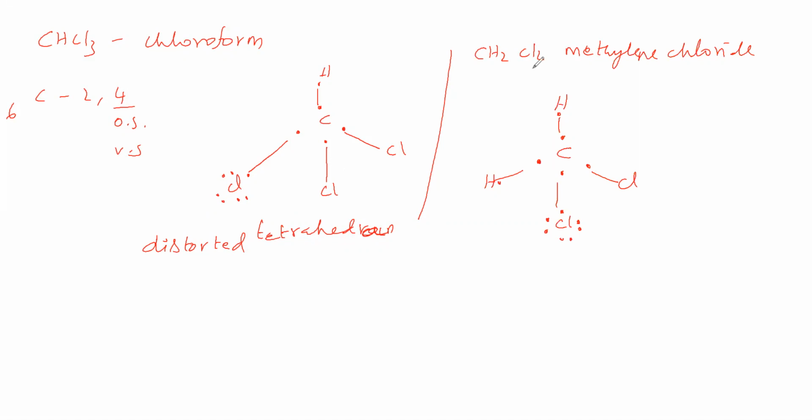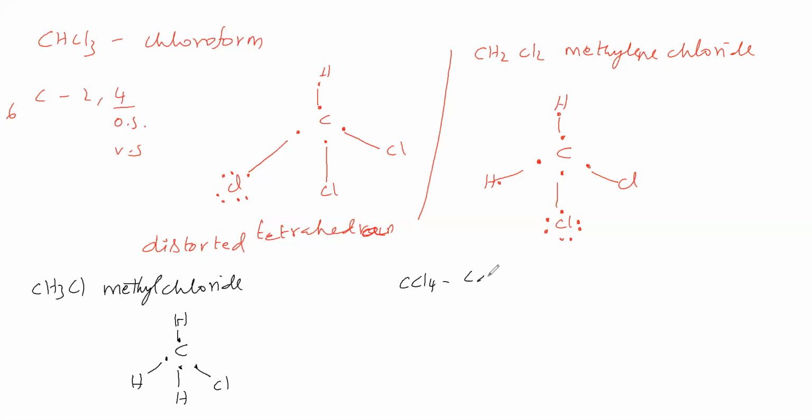Next we will take CH3Cl. CH3Cl is called methyl chloride. In this methyl chloride, the central atom is carbon. It is having 4 electrons in its valence shell, and 3 hydrogen atoms are there, and 1 chlorine atom is there. They are making bonds. Here 1 bond, here second bond, third bond, fourth bond. It is called distorted tetrahedron. It is also obeying the octet rule. Next we will take carbon tetrachloride, CCl4. This is called carbon tetrachloride.